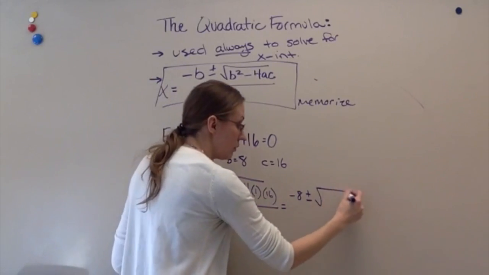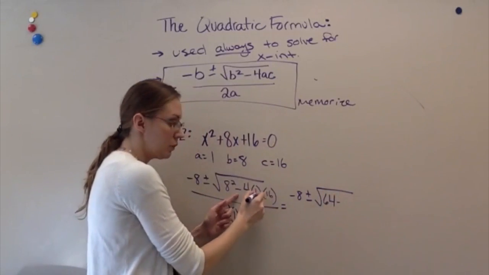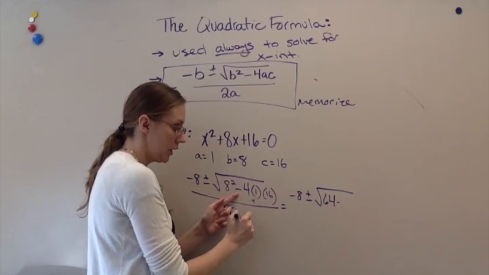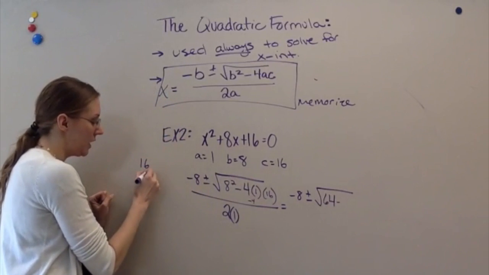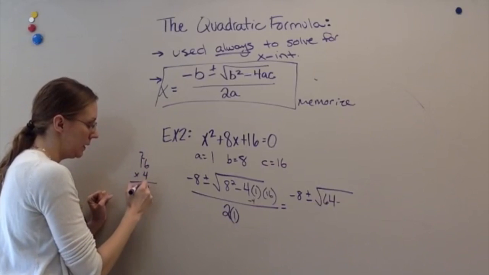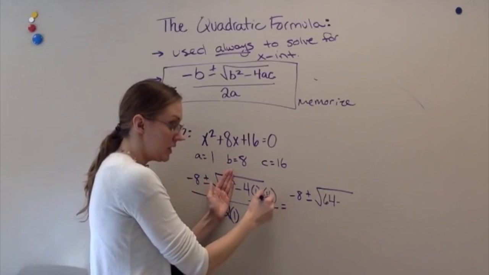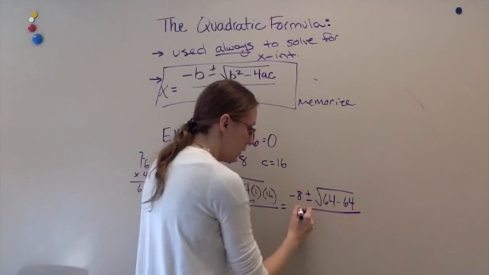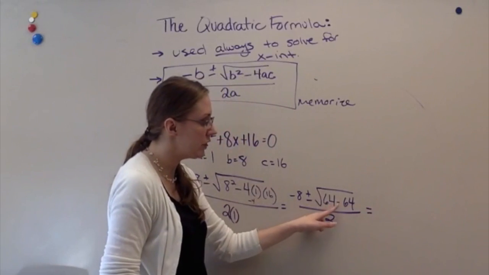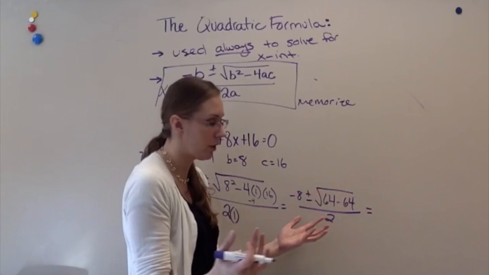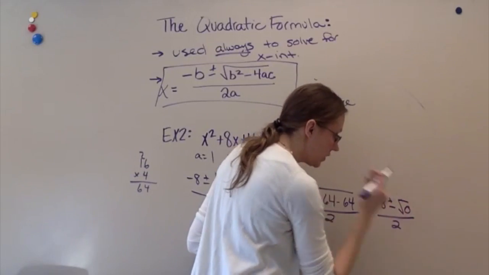We start out with the square root of 8 squared, which is 64, minus 4 times 1, which is 4. Okay, or we could say negative 4 times 1 is a negative 4. And then 4 times 16, which off the top of my head, I don't know. 6 times 4 is 24. So here I'm going to have negative 4 times 16, so I get a negative 64, over 2 times 1, which is 2. Well, look what happens here. 64 minus 64. Well, that's 0. So we're left with negative 8 plus or minus the square root of 0 divided by 2.